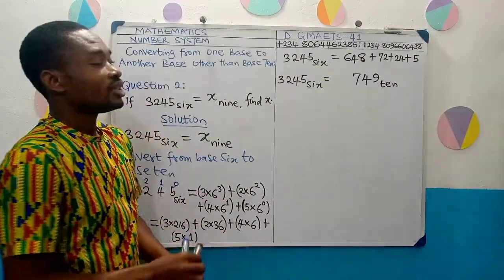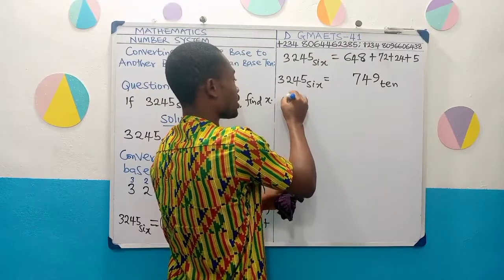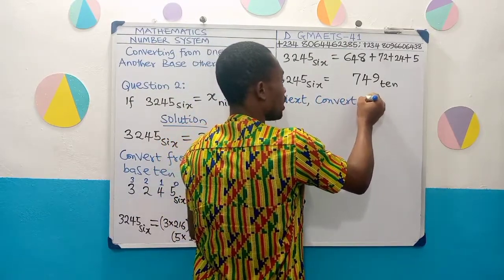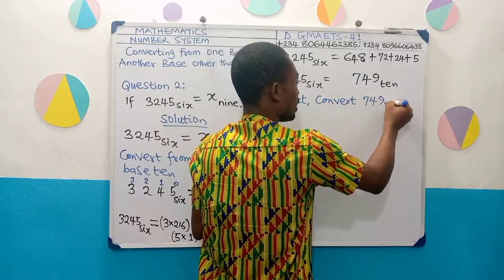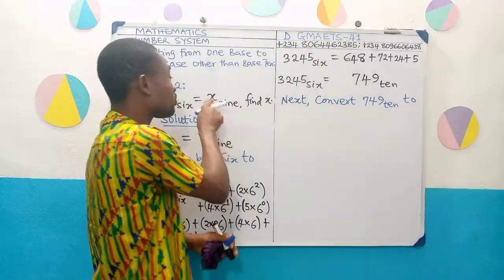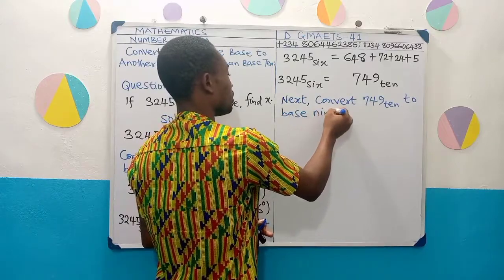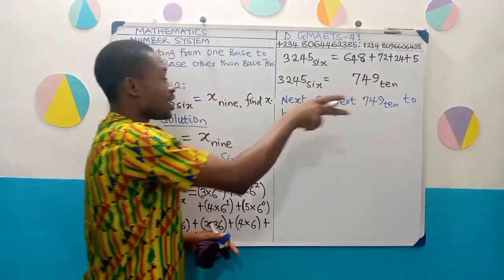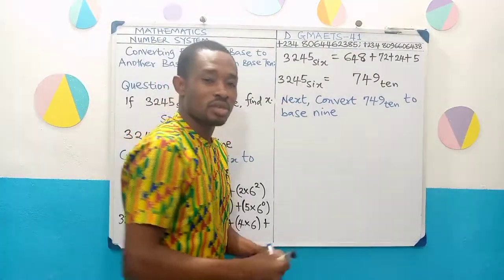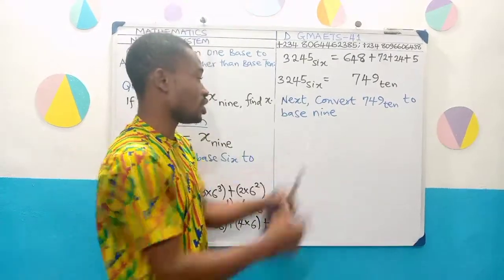So we got 749. Then next, which is the last step, convert 749 base 10 to the required base. And the required base is base 9. So let us find x now to base 9. Once I convert this to base 9, the answer I get will now be the value of x. So how do I convert from base 10 to base 9? Remember, successive division using this base 9.